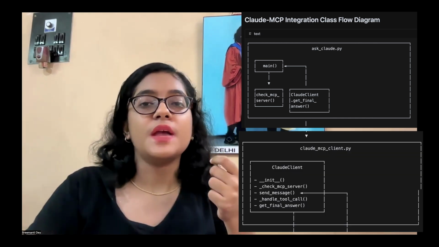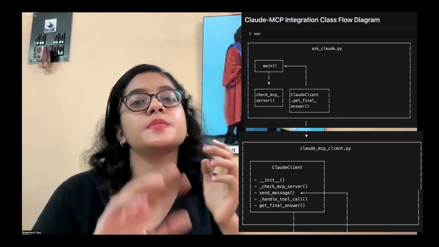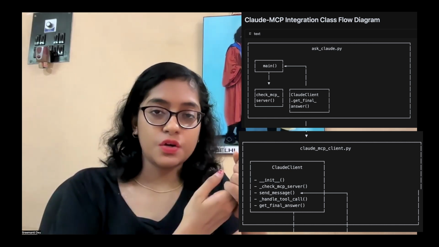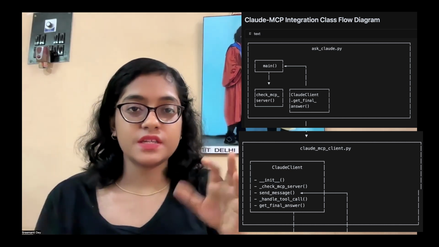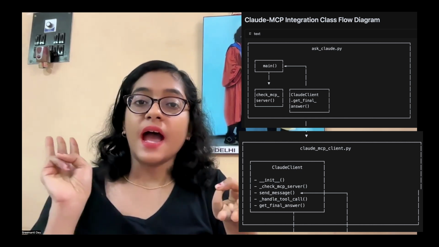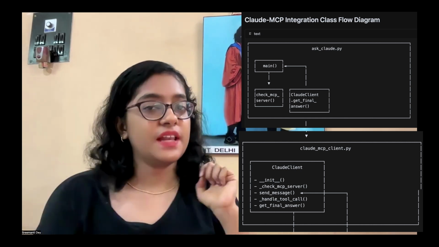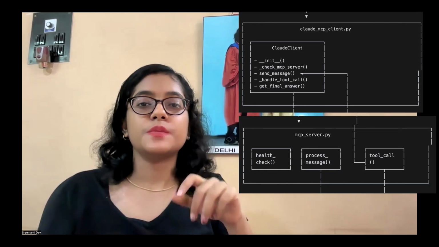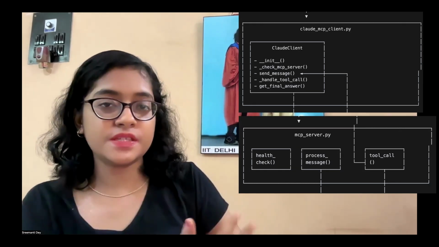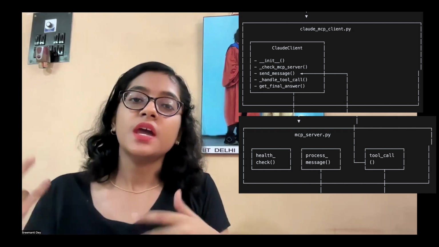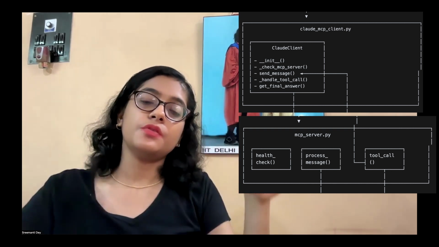The second thing is claude_mcp_client.py. What does that actually mean? This ask_claude.py will be making calls to the Claude client. The Claude client will check the MCP server, send the message, handle the tool call, and get the final answer. The next thing is the MCP server. The MCP server is basically going to be processing the message. When we're sending the message and handling the tool call, it's going to process the message and get all the information from DuckDuckGo.